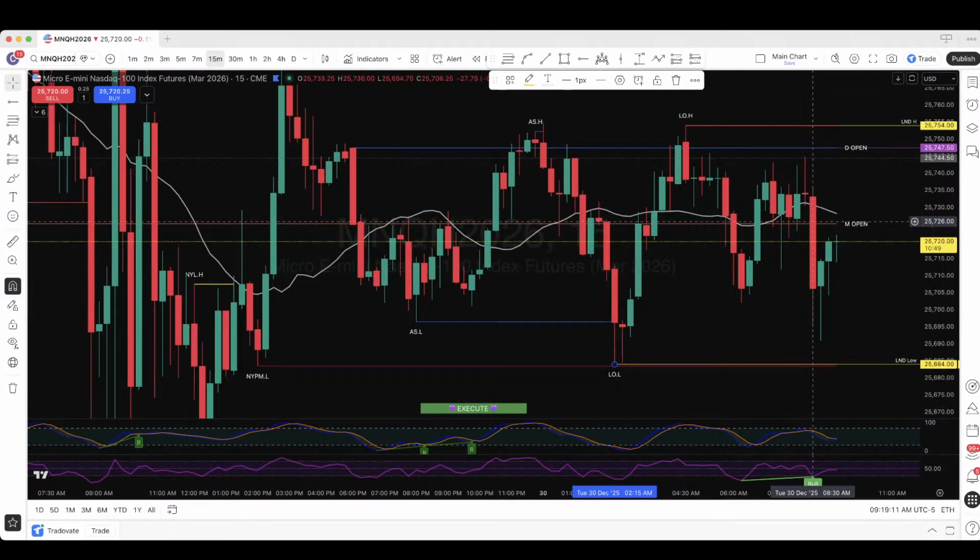Looking like we're right in the middle of the range of London high and London low right now. Asia low already got taken out. Midnight opens right there.